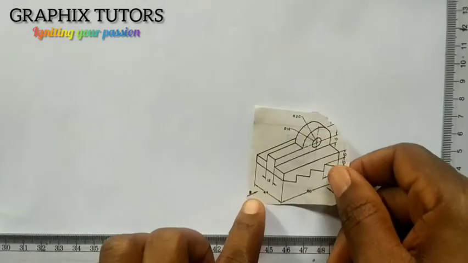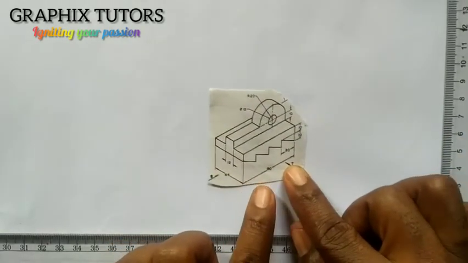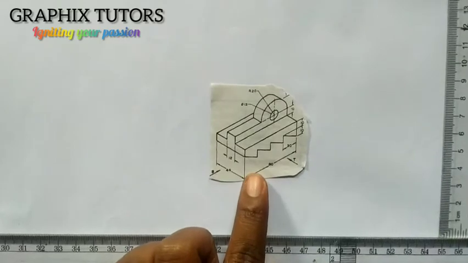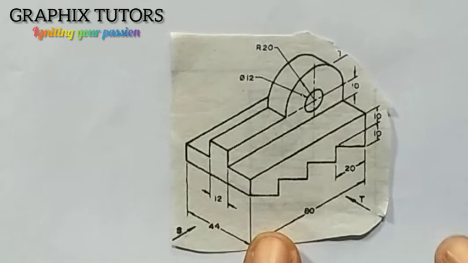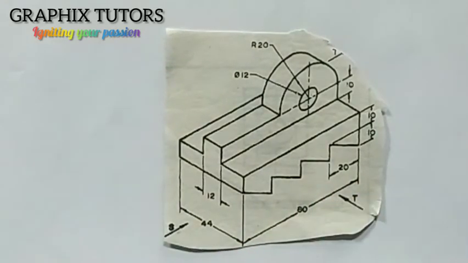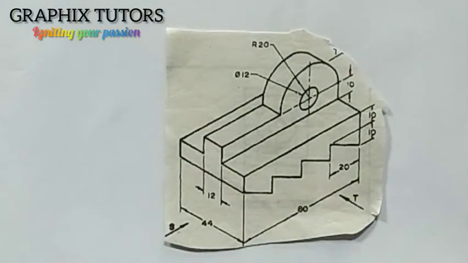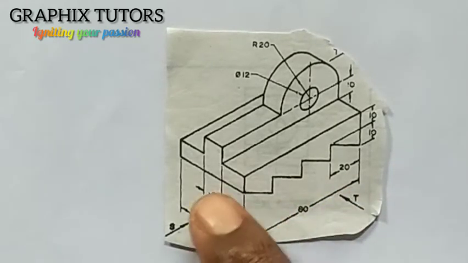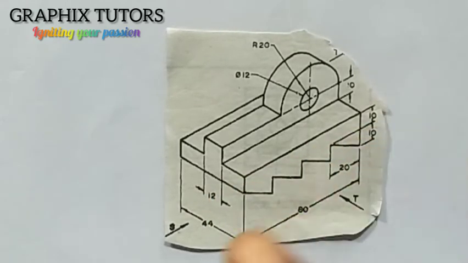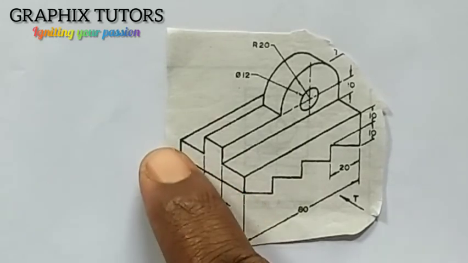Today we want to construct another figure in isometric drawing, and the figure is this. Now if you look at this figure, we have two axes. We have the length, which is 80. From here to this point is the length, and from here to here is what?